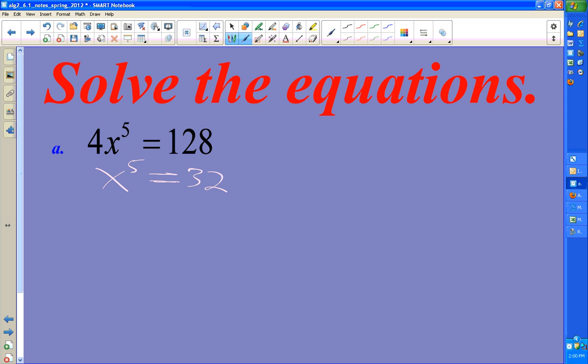How do you solve it? Fifth root both sides. When you fifth root both sides, you get x here. What do you get on the other side? 2. Why do you think plus or minus? That's an equation. It is an equation, but what's your index? Odd or even? Odd. So we don't plus or minus odds, only the evens. So this one, x equals 2, and it is the only solution.